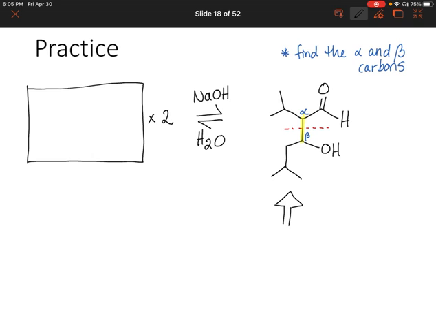So let's use a retrosynthetic arrow here. So it looks like then we had our enolate on the top, and then the other half was our aldehyde.